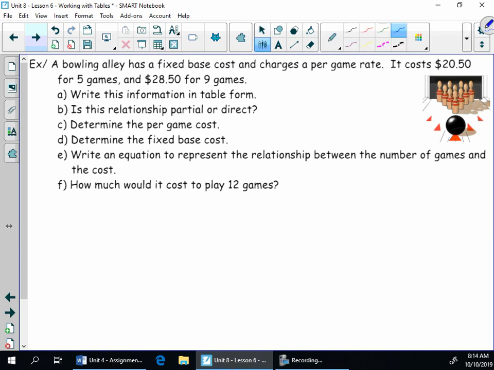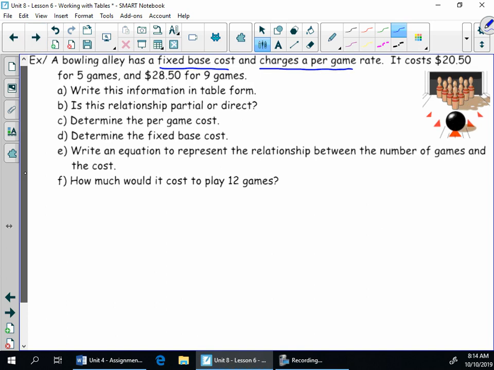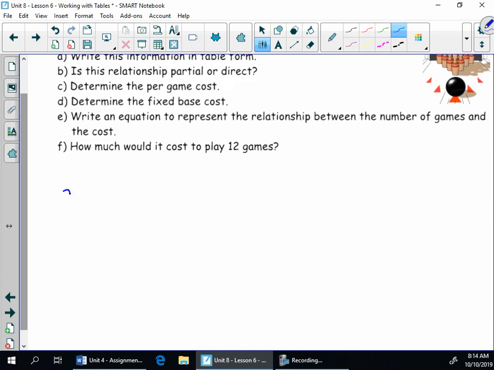A bowling alley has a fixed base cost and charges a per game rate. Well, it's got two parts. We know it's going to be partial, right? It costs $20.50 for 5 games and $28.50 for 9 games. Write this information in table form. Okay.